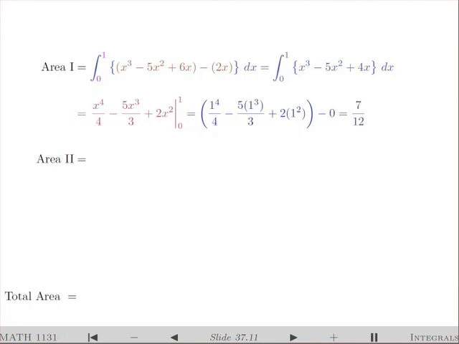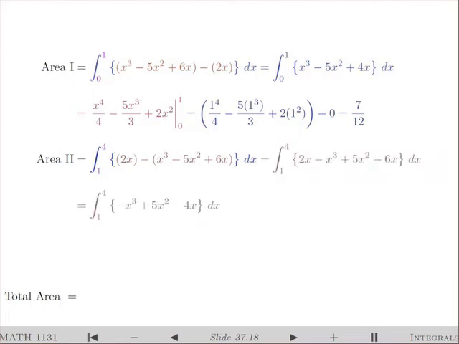For the second portion, where x runs from 1 to 4, the straight line 2x is above the curve x cubed minus 5x squared plus 6x. So we subtract in that order. Distribute the negative, it becomes 2x minus x cubed plus 5x squared minus 6x. And if I combine the like terms, 2x minus 6x is negative 4x, so I get minus x cubed plus 5x squared minus 4x. Note that this is the negative of the integrand in the previous portion.